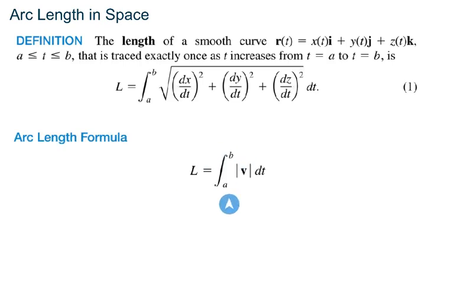So pulling this in, this allows me to write my arc length formula in a more succinct manner. The derivative of position is velocity, and summing the squares of the components and then square rooting it gives us magnitude. So arc length is the integral from a to b of the magnitude of the velocity vector, integrated with respect to t. Let's look at an example.